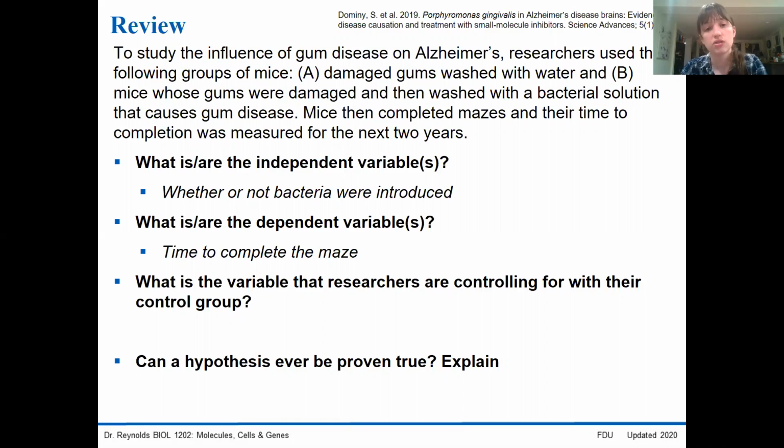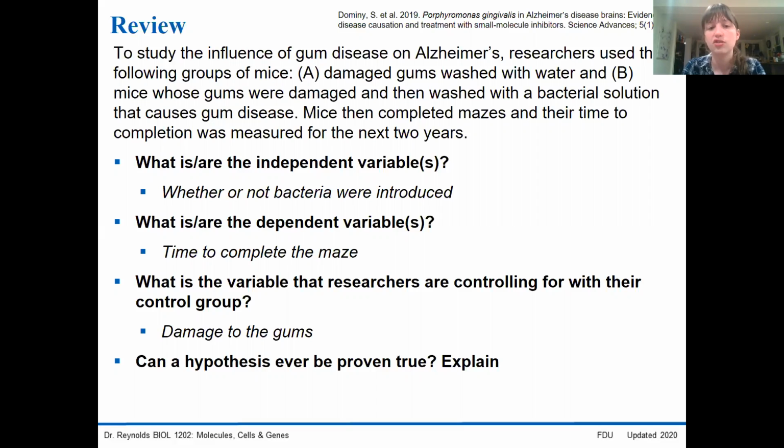The variable that researchers are controlling for with their control group is damage to the gums, meaning the amount of damage that's being caused. That's why even though the control group doesn't get bacteria introduced, right? That's our independent variable, whether or not the bacteria were introduced. By the way, a variable has to have at least 2 sides of the coin. So if you say bacteria is a variable, that's a noun. But that variable that we're going to be controlling for is by making sure that damage to the gums is caused in both groups. Now it becomes a control because it's kept the same.